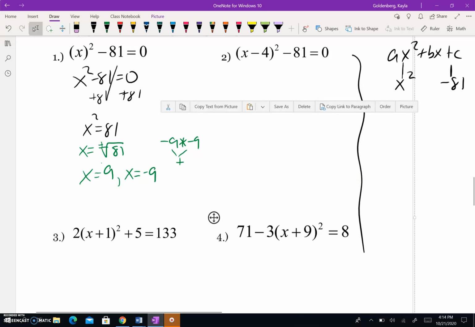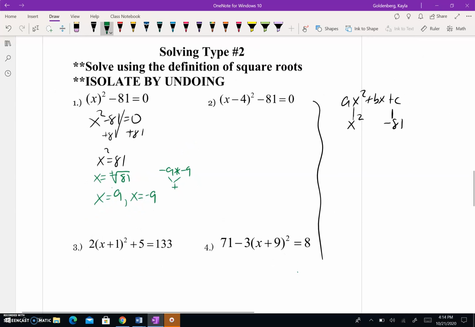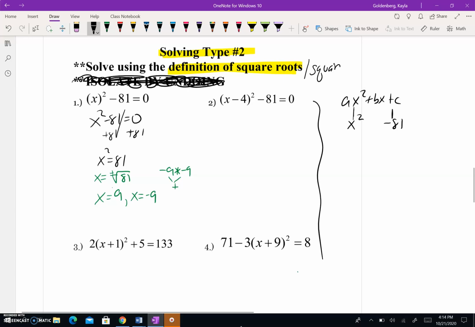So this big idea that we're using here, the way I like to think about the second type of solving quadratic equations, is that we're really just using squaring and square roots. So we're solving using the definition of squaring and square roots. Okay, and then ignore this for now. This is going to come up in a little bit. Let's just focus on using ideas of square roots and squaring. That's the big idea we're using: what it means to square something and how to undo that squaring by a square root.